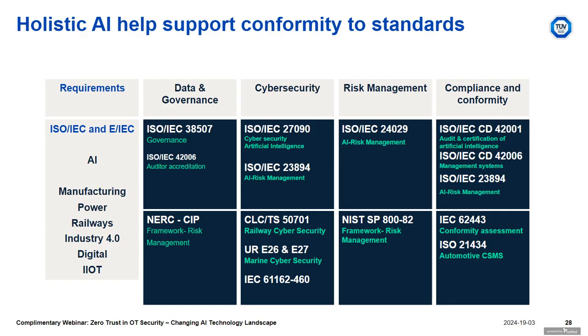The standard for auditor accreditation is 42006, and for governance, ISO 38507 is already there. So they can be referred to while you're using any framework in your manufacturing, power, or railway industries. Here is a kind of mapping to show you how the conformity standards are also mapped to AI. Being part of a renowned organization like TÜV SÜD, we also help organizations perform these AI-based assessments, where operational technology is one of the spaces where they're using it, or in IT technologies, both sides.